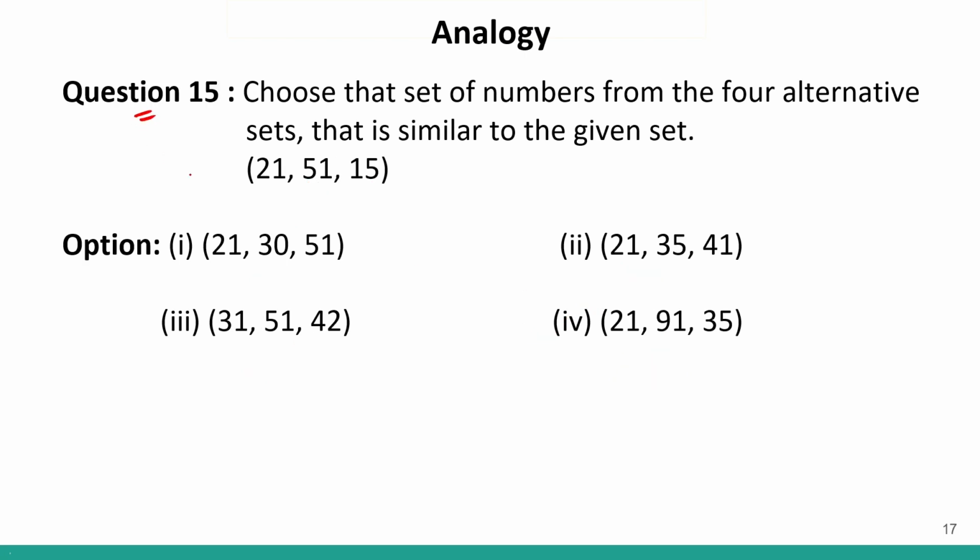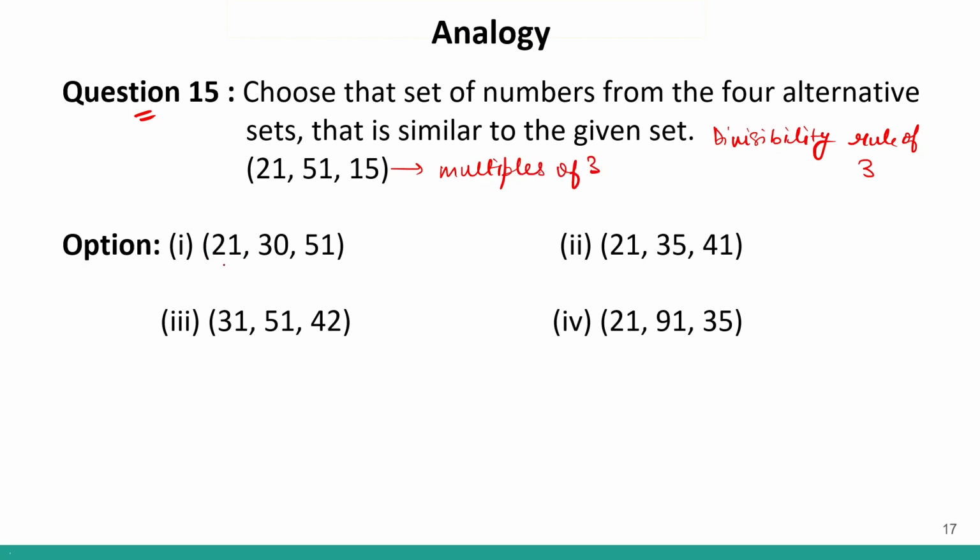Question number 15. 21, 51 and 15. Okay, so now if I look over here, 21 is 3 into 7. 51 is also a multiple of 3. What is the divisibility rule of 3? Basically, the sum of digits should be a multiple of 3. So 5 plus 1, 6 is a multiple of 3, correct? So 1 plus 5, 6 is also a multiple of 3. So these are all multiples of 3.